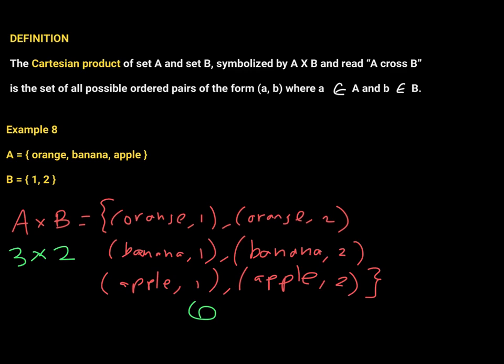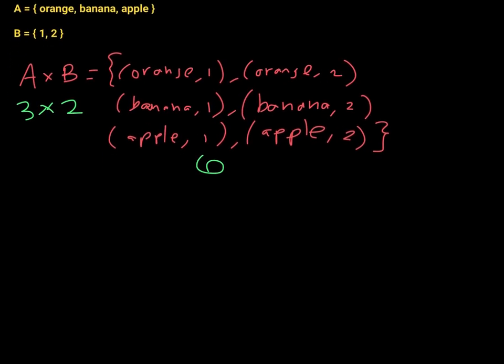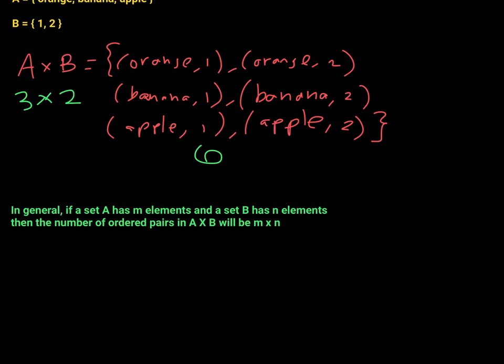So in general, let's write a statement here. You might want to add that to your notes. In general, if a set A has m elements and set B has n elements, then the number of ordered pairs in A cross B will be m times n.